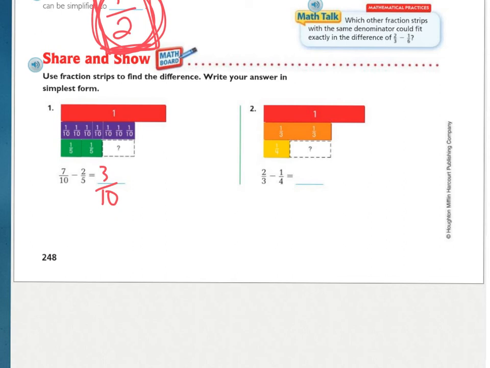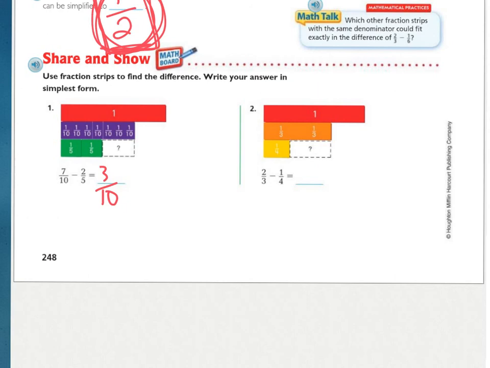Let's look at the next one. So I have 2 thirds, and there's my 1/4. So I need to find something that can fit in there equally. Well, what's the number that 4 and 3 have in common? 4 is not going to go into 3, and 3 is not going to go into 4. But I know that 4 and 3 can both go into 12, so I'm going to use the 12ths blocks.